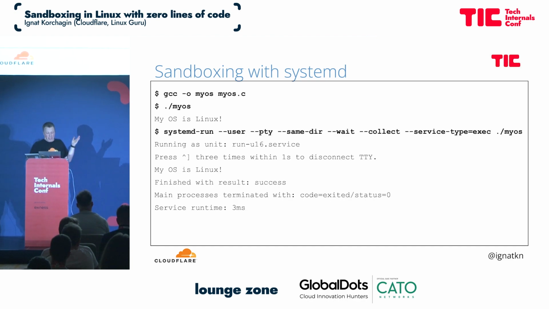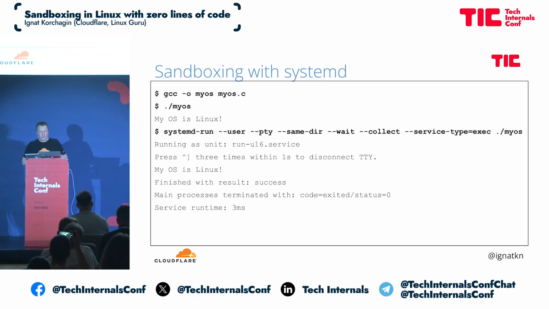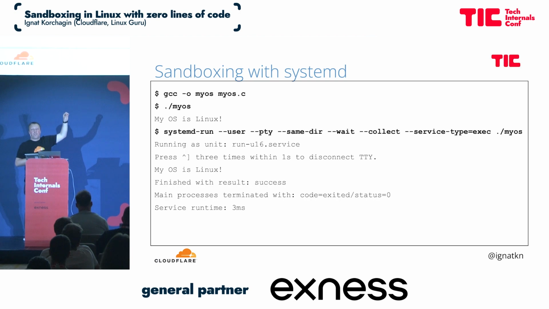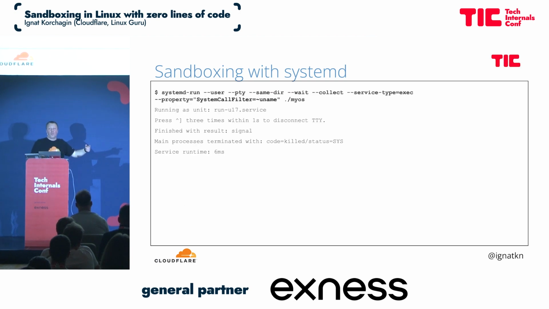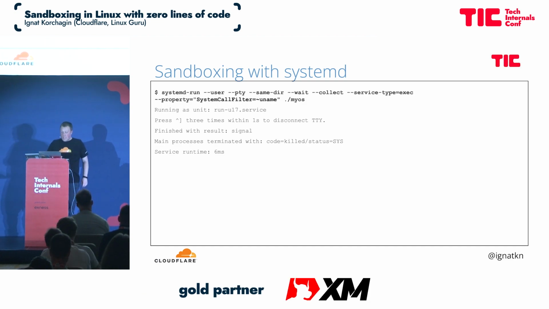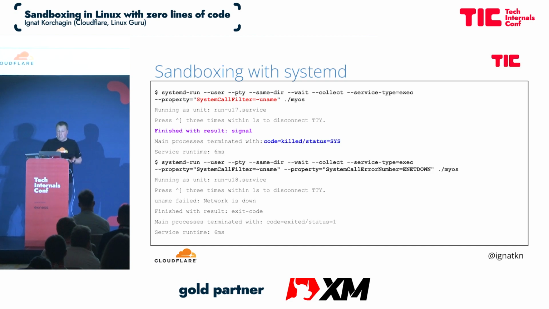OK, so we still see the expected output, and the error code is successful, right? Now we can rerun it with the system call filter definition. In this case, I'm providing a list, uname, and the tilde in front basically inverts the system call policy. By default, it's an allow list, but now it is a deny list. And in this case, we see that the application did not run successfully. It was killed with a signal, and there is no output from the application.